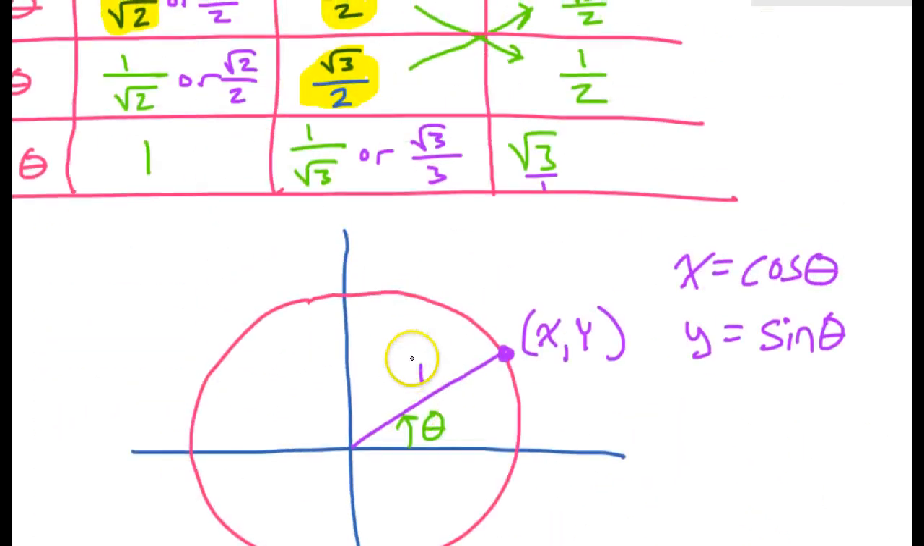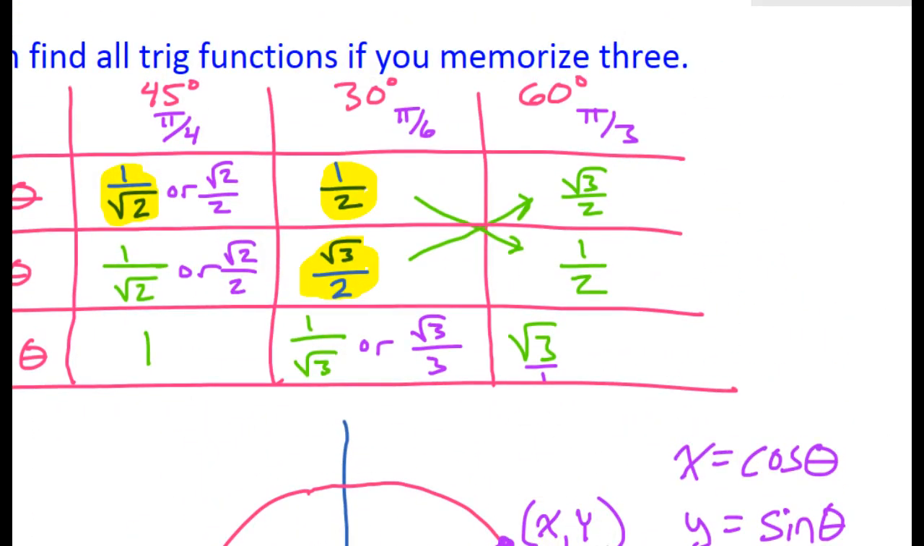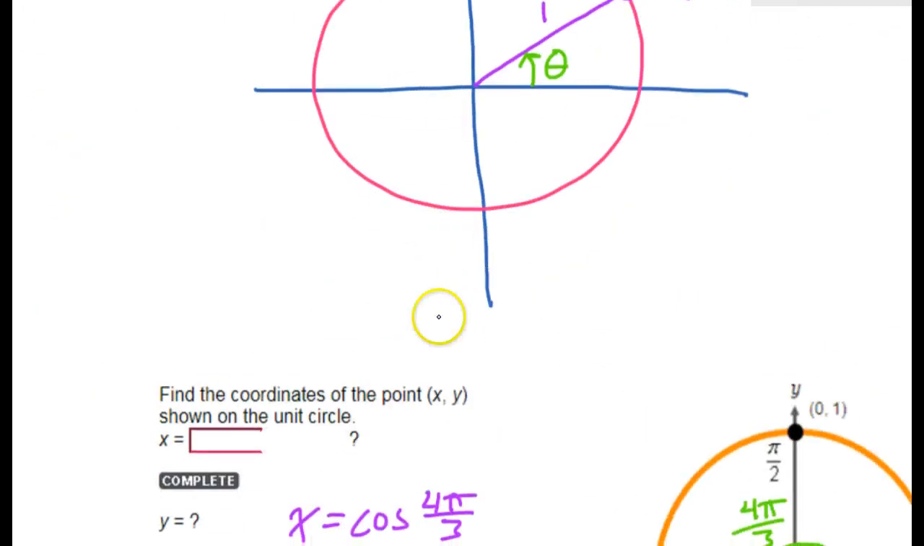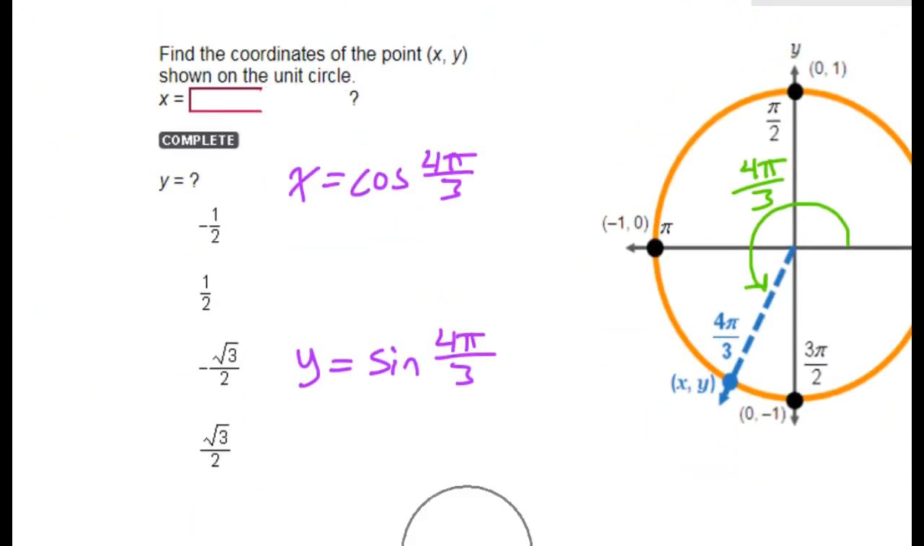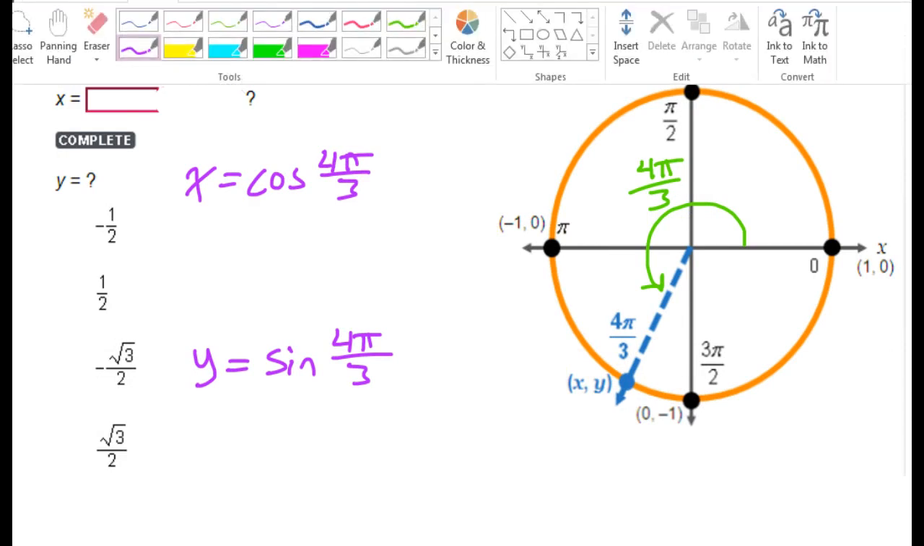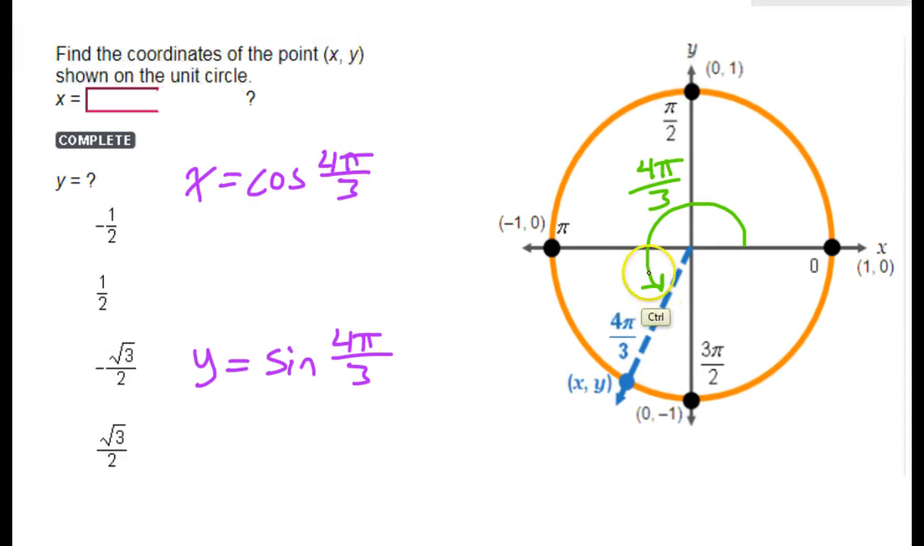Well, we had this whole chart that we learned to make in 30 seconds. But wait a minute, this chart only tells us the sine, cosine, and tangent of these 3 angles, pi over 4, pi over 6, and pi over 3. I don't see 4 pi over 3 on the list. Well, you know what? That is okay, because what really matters is something called the reference angle. The reference angle is the angle that is made with the x-axis.